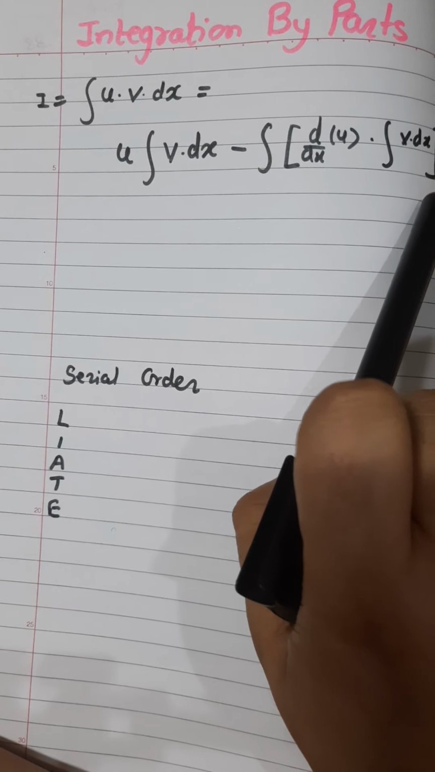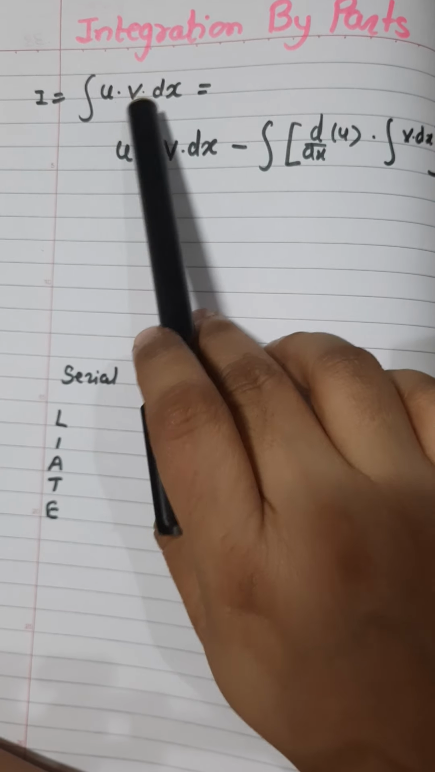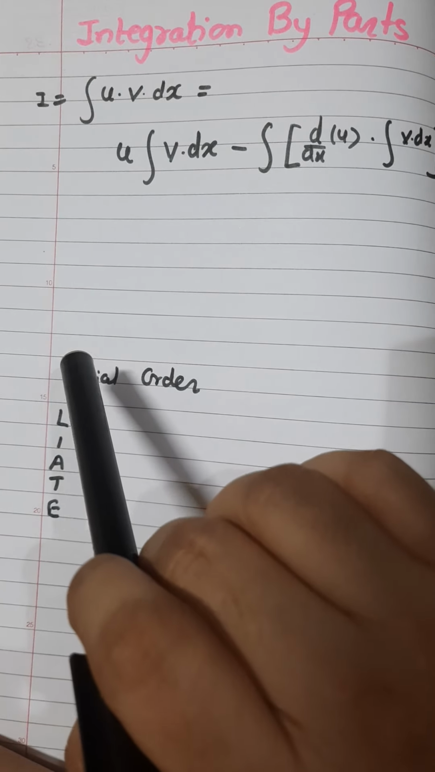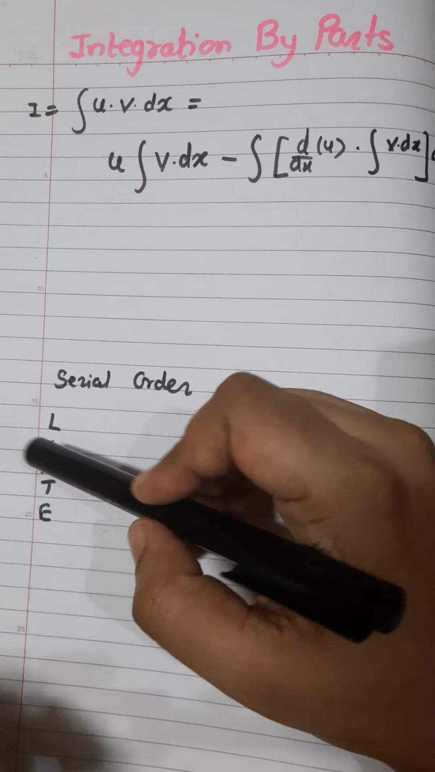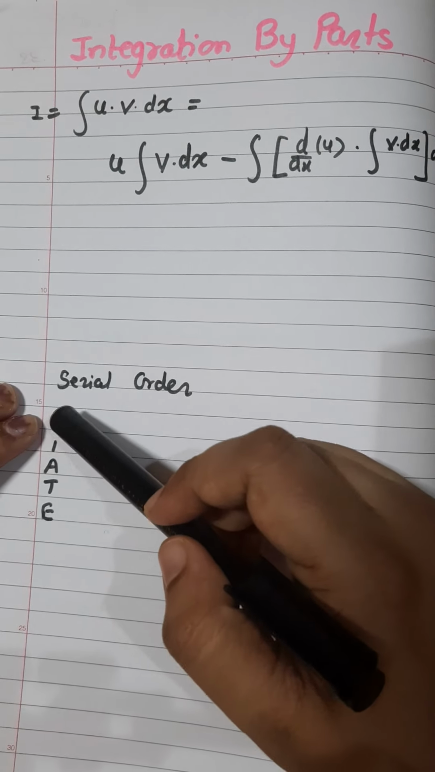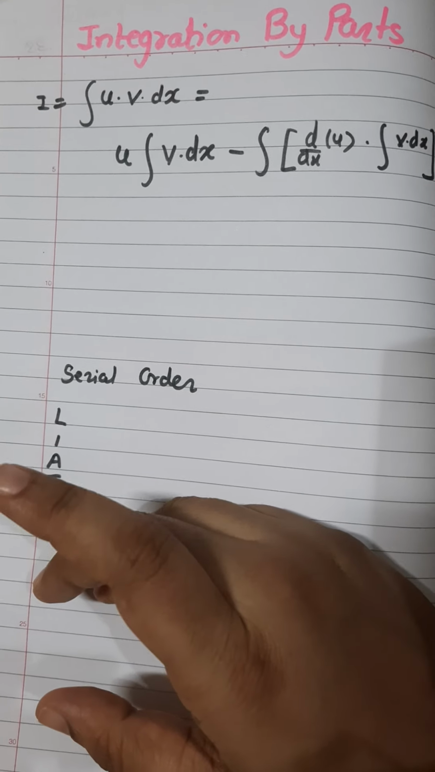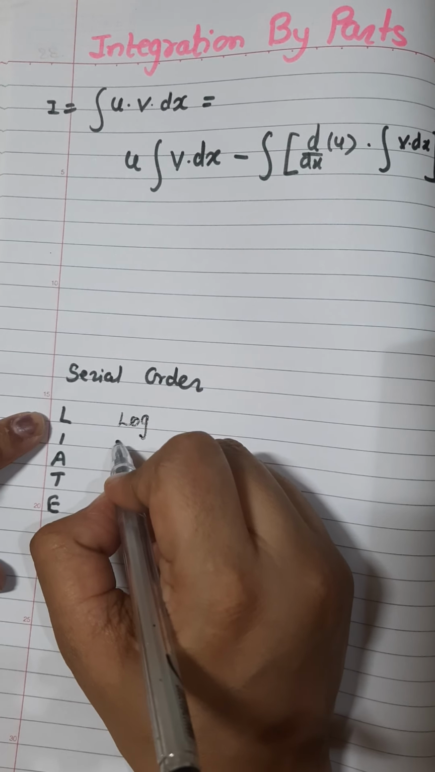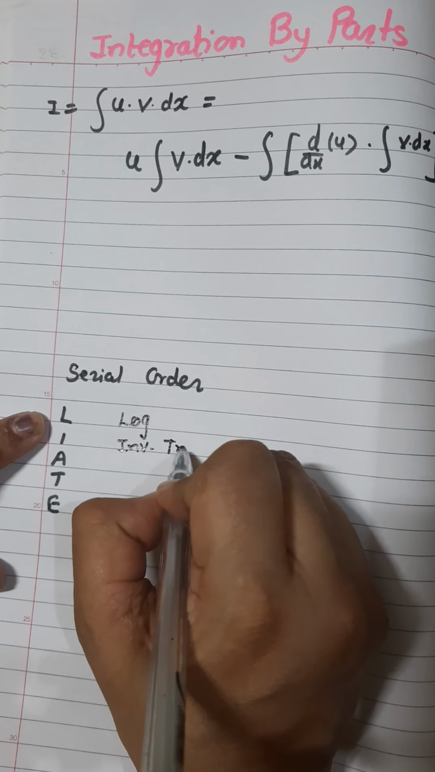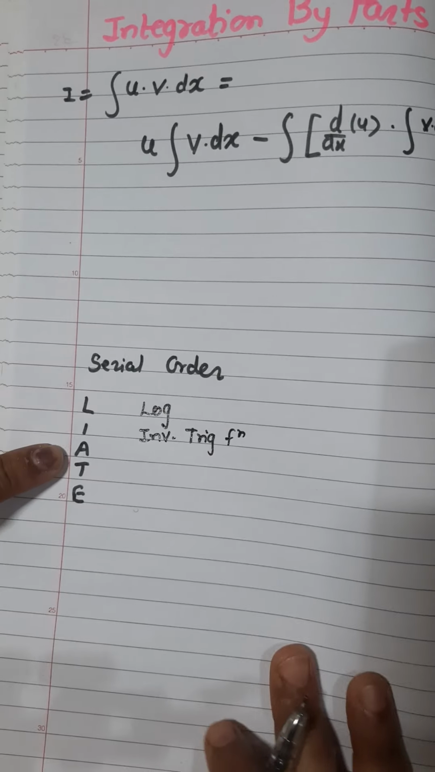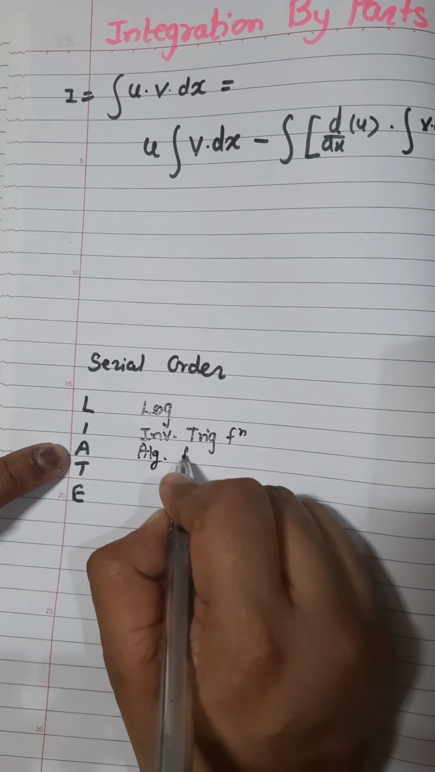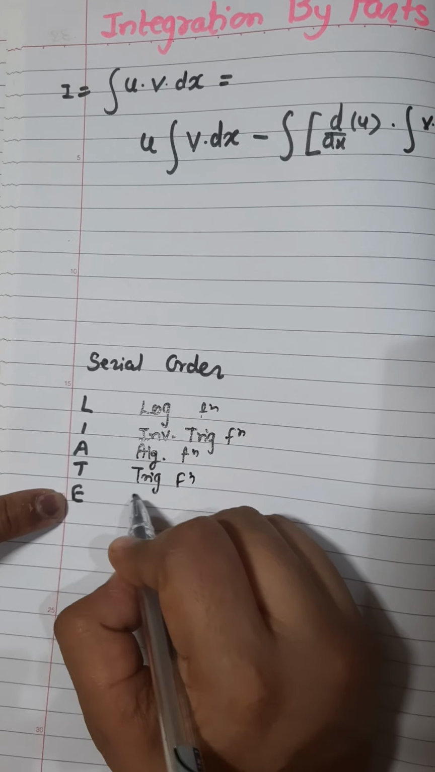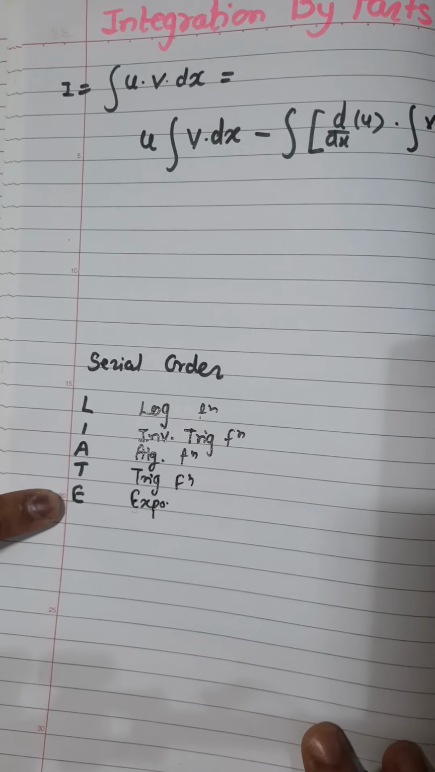So before you apply this formula of product of two functions to find integration, first check whether they are in the given order. Now what is this order? I have written for you a simple mnemonic. You have to remember it as LIATE. Now what is LIATE? L stands for logarithmic, I stands for inverse trigonometric functions, A stands for algebraic functions, T stands for trigonometric functions, and E stands for exponential functions. Okay, so I am showing you here.